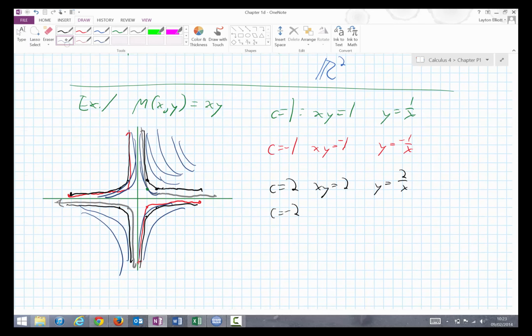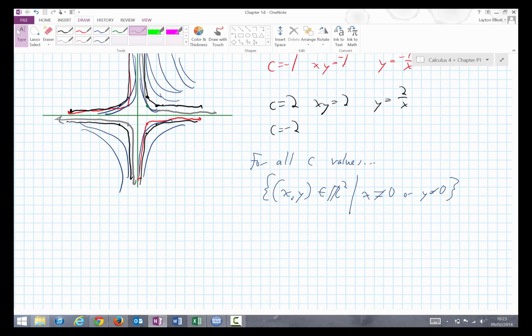If I have the level set for all C, then I could describe that as all the xy ordered pairs in R2 such that x is what would have to be true here. You can probably look at which ones are not going to be included. Basically the axes. So it says that x is not equal to 0 or y is not equal to 0, or both, but that's included in that. So that's one way to describe this for all C values.